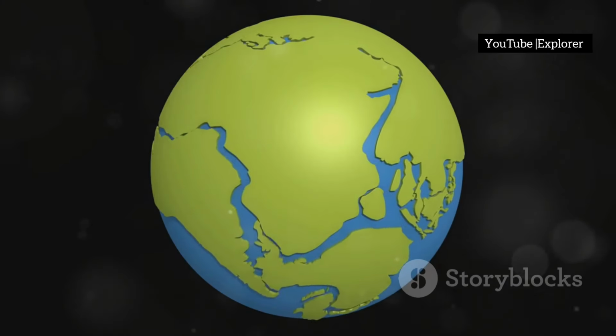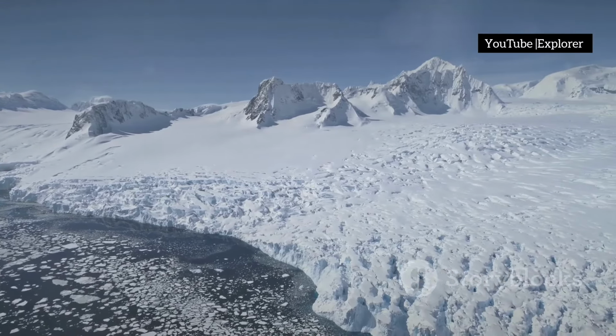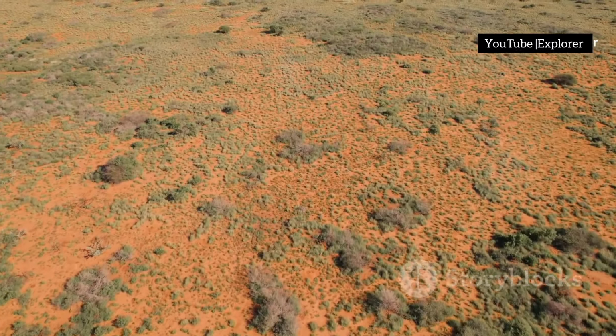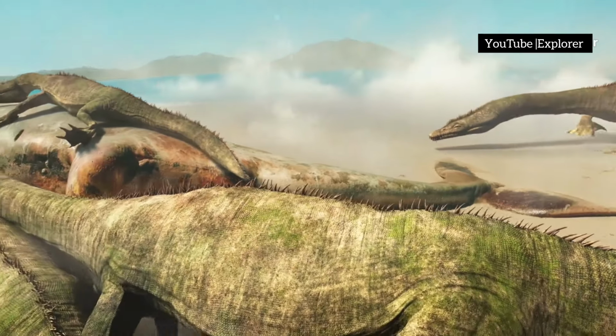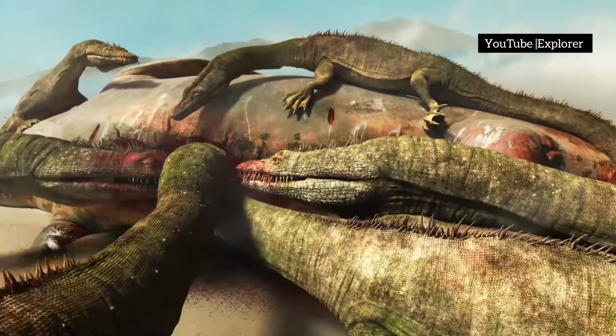The climate of Gondwana varied greatly. In the southern regions, thick ice sheets covered the land. Closer to the equator, lush forests and vast deserts spread out. The diversity of environments provided a home for many ancient species. Dinosaurs roamed freely and primitive plants flourished.